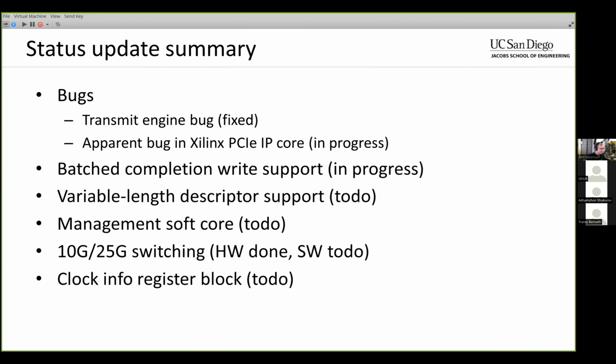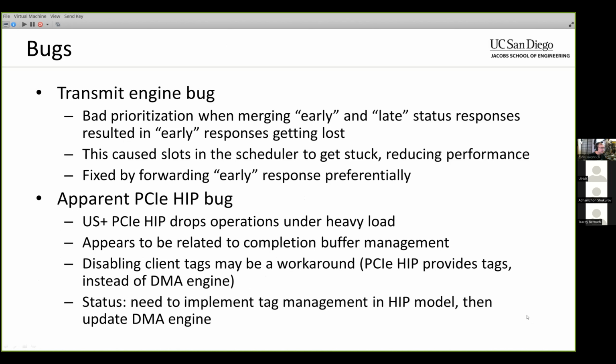And then the other main thing I've been working on is batch completion write support. Once that's squared away, then I'm going to do the variable length descriptor support, and I think that's going to provide a pretty significant performance improvement to the Corundum core logic, just in terms of moving data to and from the host. All right, so just a brief overview of what's going on with these bugs here.